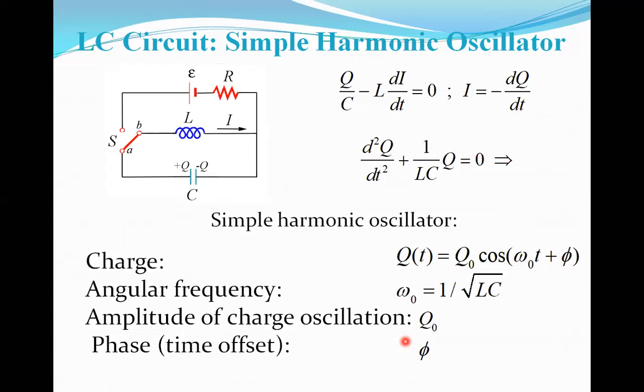And how do the equations come? The charge in the condenser will be Q equal to Q naught cos(omega t plus phi). Here you can see that the total charge will be Q naught cos(omega t plus phi). The angular frequency omega naught will be equal to 1 by the square root of LC. The amplitude of the charge oscillations is Q naught, and the phase you will get as phi.